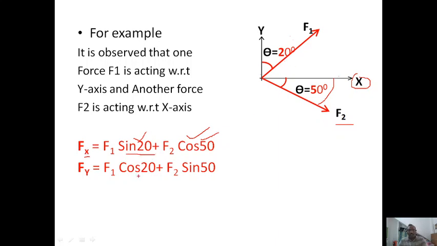And again, if you see the fy, those values are interchanged. For the f1, earlier it is sine 20, now it is cos 20. The degree is the same, just sine and cos are interchanged. And similarly for the f2, earlier it is cos 50, now it is sine 50. That is the change. Just interchange. If you got one equation, the other equation is as simple as that, just change the sine and cos and understand the directions. Whether they are positive or negative, you should see the arrow symbol, right?